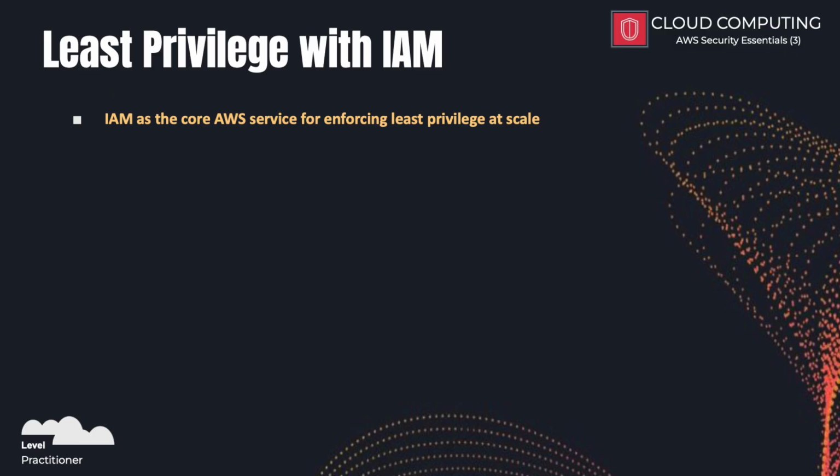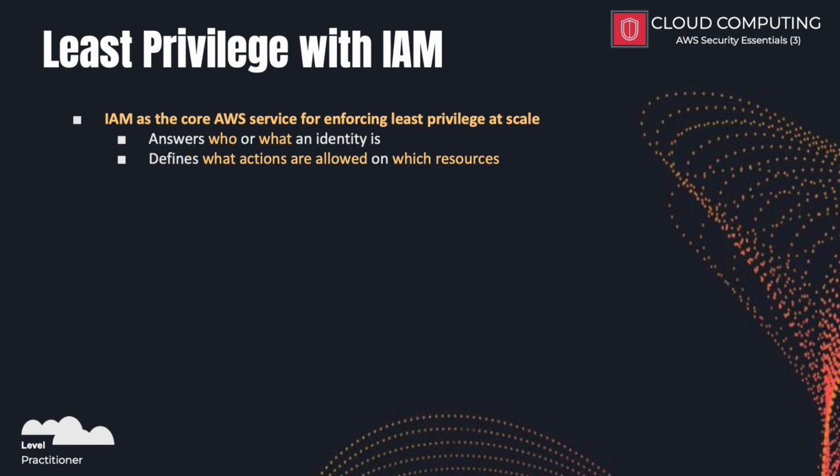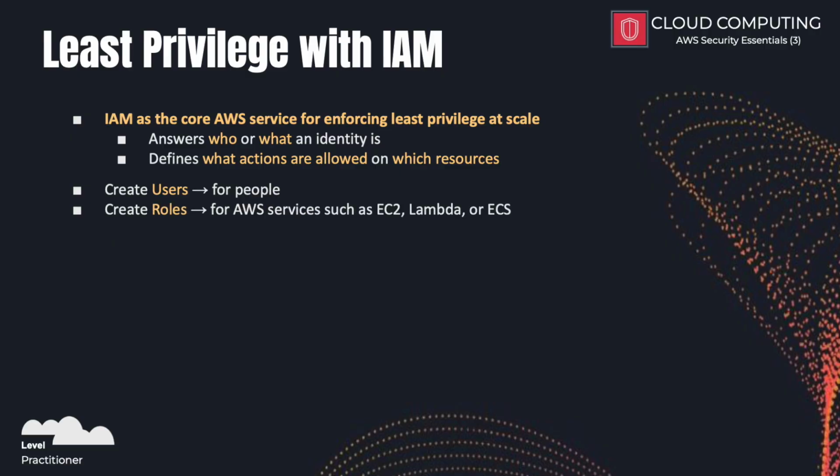IAM is the core service used to apply the principle of least privilege on AWS. IAM answers two fundamental questions: who or what is the identity, which means a role, a user, an application, or an AWS service, and what actions are allowed and on which resources. With IAM, you can create users for people, create roles for AWS services like EC2 or Lambda, and attach policies that define precise permissions, such as reading from a specific S3 bucket or querying a specific DynamoDB table, for example, to those roles.